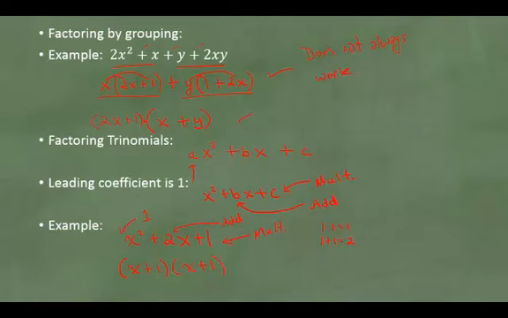But you should check it. X times x is x squared. X times 1 is x. 1 times x is another x. And 1 times 1 is 1. So after simplifying, we have x squared plus 2x plus 1. And we checked that we got the right answer.